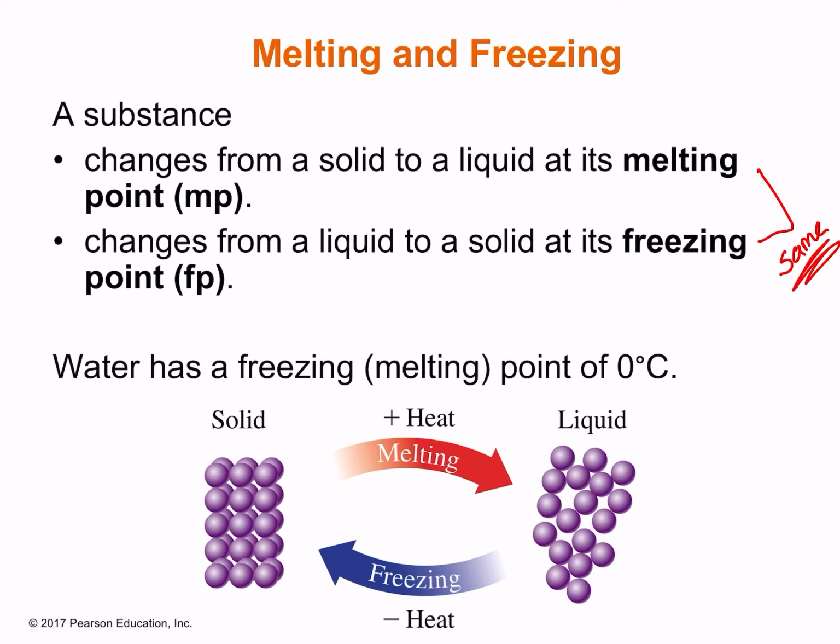So that's why it says here, water has a freezing, and then in parentheses, melting point of 0 degrees Celsius, because these happen at the same temperature. The solid will melt at 0 degrees Celsius into a liquid, and the liquid will freeze into a solid at 0 degrees Celsius. That's why sometimes you'll see it written as melting point, mostly. So if you see it written as melting point, that's the same thing as the freezing point. Again, it's just denoting, is it heating up or cooling down?